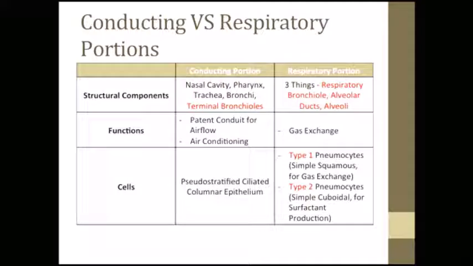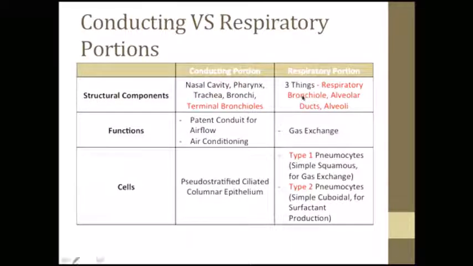So we have conducting versus respiratory portions of your lung. Structural components, like I said, conducting portions go from your nasal cavity to your terminal bronchioles. Remember, terminal bronchioles are not the last bronchioles. You still have respiratory bronchioles after them. They just mark the end of the conducting portion. And they do not allow for gas exchange, I repeat. So the cells are the pseudostratified ciliated columnar epithelium.